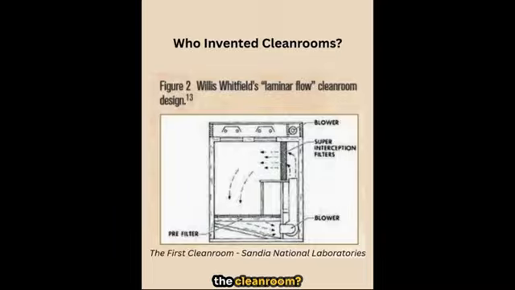Who invented the clean room? Willis Whitfield invented the clean room in 1960 at Sandia National Laboratories to solve problems of dust particles causing reliability and quality issues with nuclear weapon components.